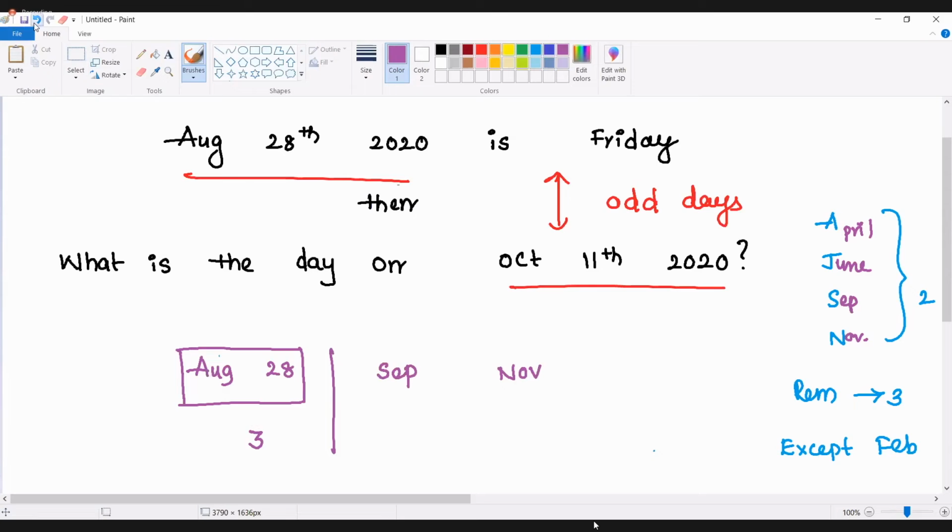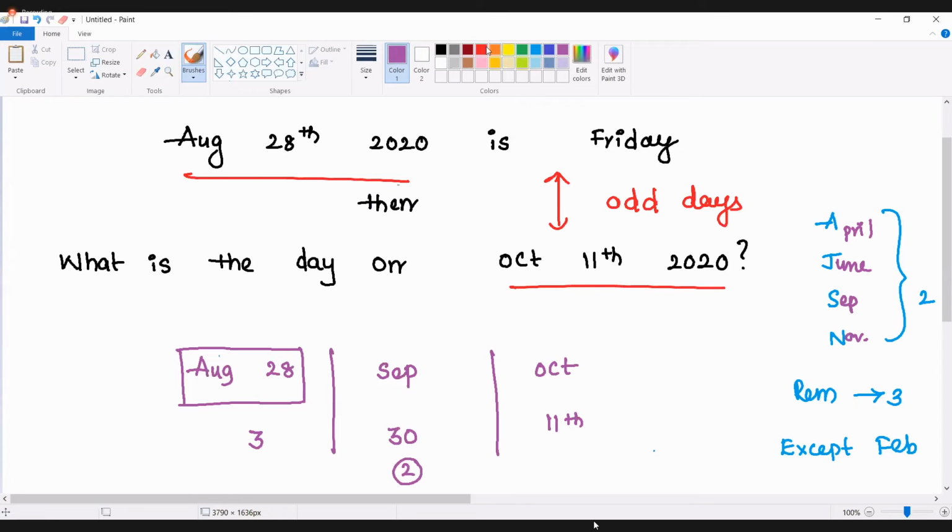August, September, October. So after completing September, you are going to have October. In October, you are at the 11th day. You can take it like this. What is the number of days in September? September will have 30 days. Number of odd days will be 2. So this is what you have to take as a day scale.